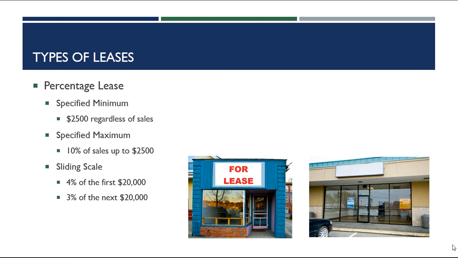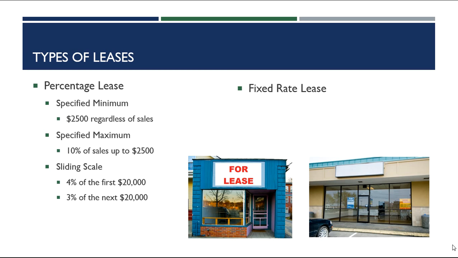There's also a sliding scale percentage lease, and this is when the percentage of sales your rent is going to decrease as your sales go up. So you might pay 4% of sales on the first $20,000 you make, and then only 3% on the next $20,000 that you make. And this rewards retailers that are high performing. And so you don't have to pay as much rent per sales dollar as your sales increase. So percentage leases are the first type of lease.